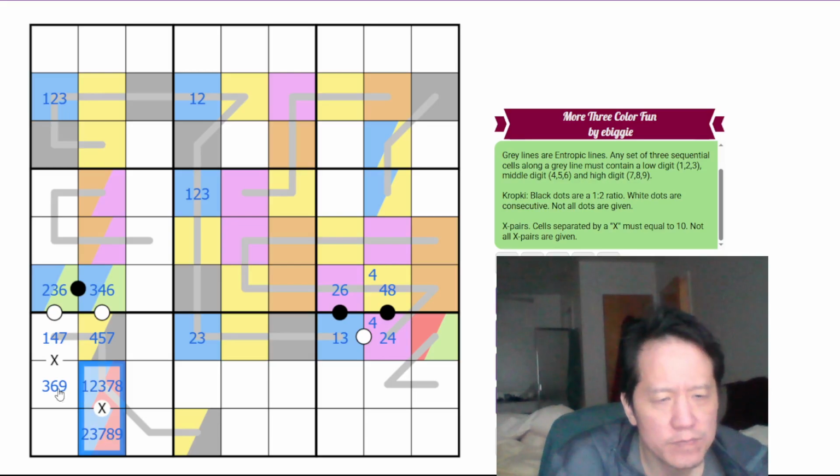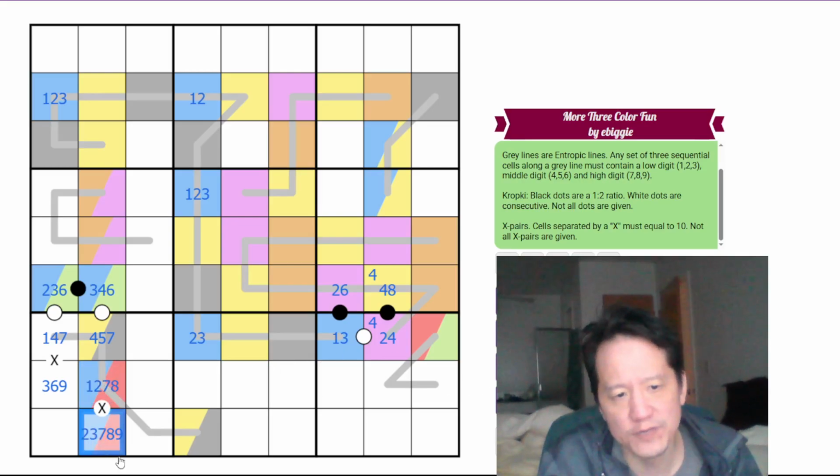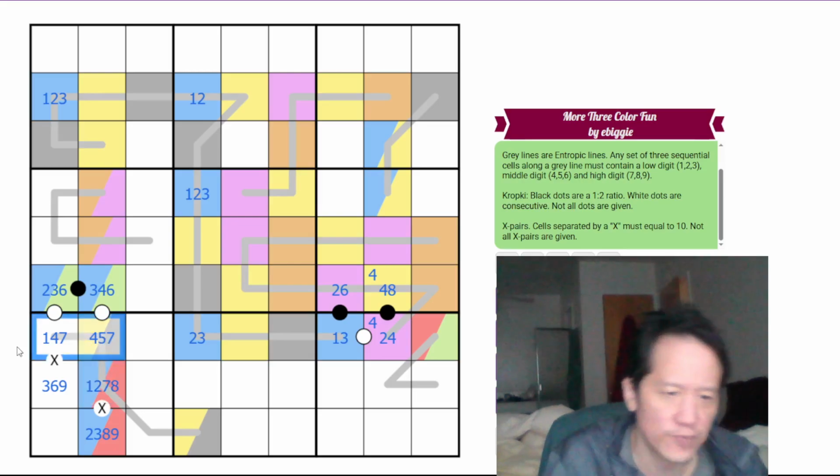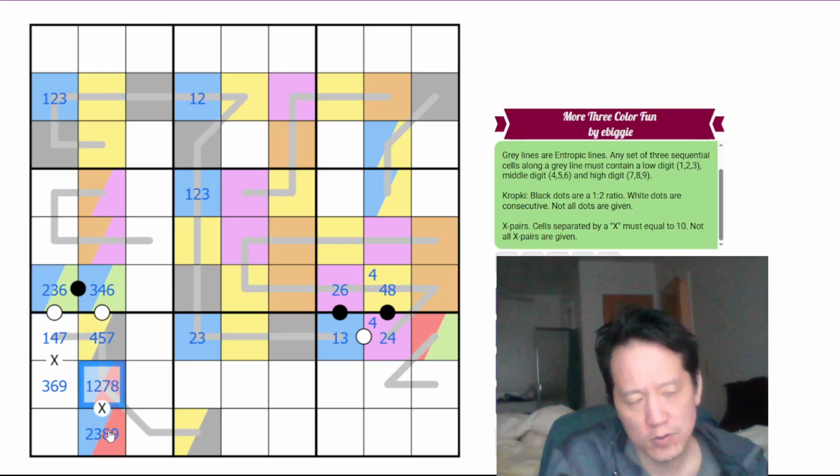So if this is 1, 9, this would have to be 7 and 8 here. But can this ever be 3? I don't think this can ever be 3, right? If this is 3, that would mean this is 4 and 7 here. Which means this could never be 3 here. So this can't be 7 here.